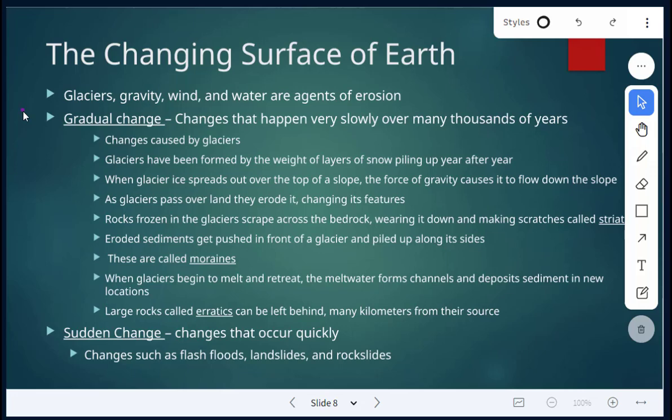There can also be a sudden change. This is when changes occur very quickly, like flash floods, landslides, and rock slides.